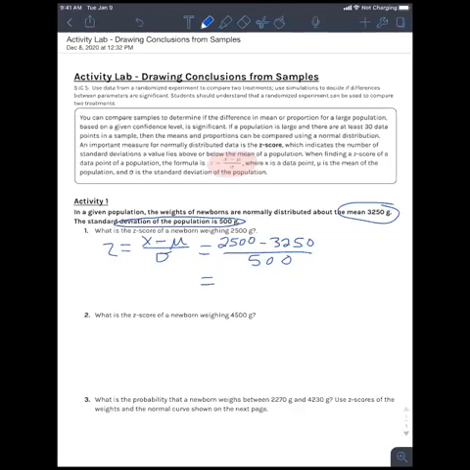So 2,500 minus 3,250 divided by 500, we should get a value of negative 1.5. Did you guys get that? Hopefully you calculated it on your own. So negative 1.5, if we had a baby who weighed 2,500 grams and the average is 3,250 grams, then that baby's weight is below average. Does that make sense? Cool.